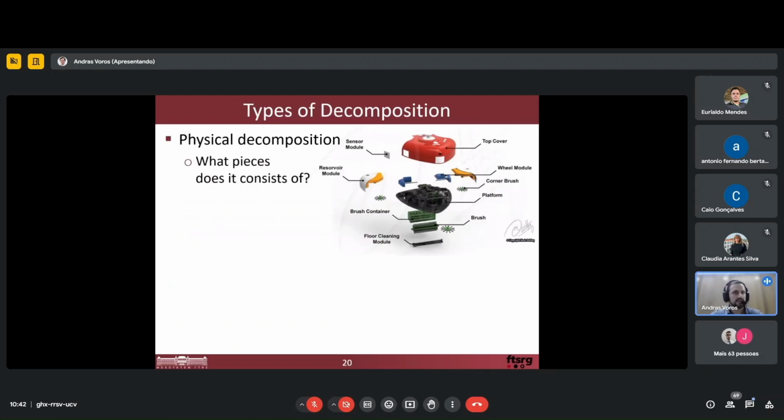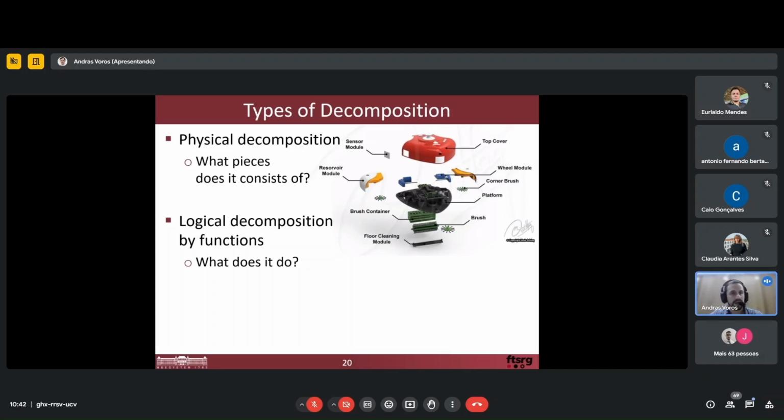So let's take a closer look at physical composition. So we define what pieces it consists of. For example, in the case of a robot vacuum cleaner, there is a top cover, sensor module, platform, corner brush, and many physical components. So if you have this vacuum cleaner, you can put it together from all these physical components, and you can even disassemble it. So if you want to watch these components, then you are able.